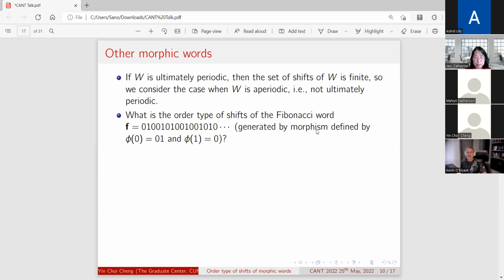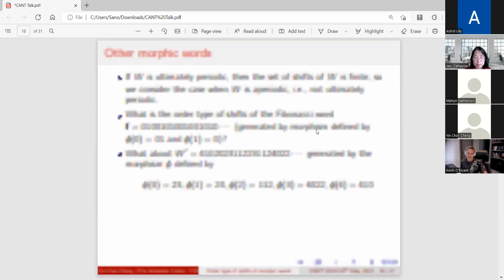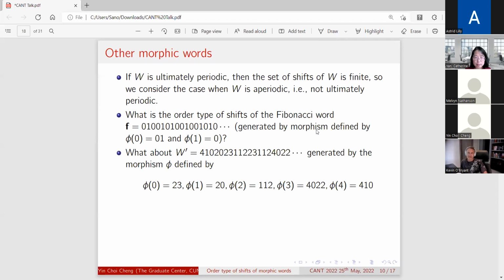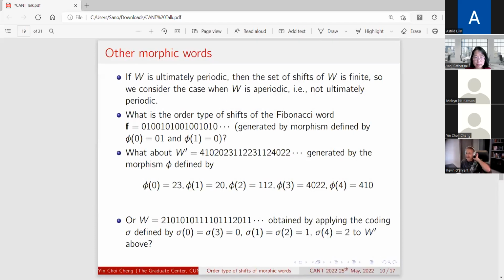For example, what is the order type of shifts of the Fibonacci word, which we have previously defined? Let's look at something a little bit more random. What about this word W prime, which is generated by the morphism defined below? It's over sigma 5. And what about this morphic word obtained by applying some coding on W prime? Well, the answer to that is the shifts are all dense. Now, how can we tell that?